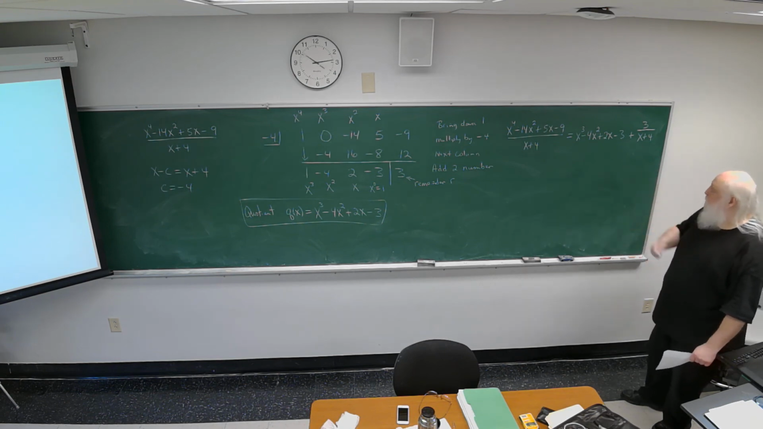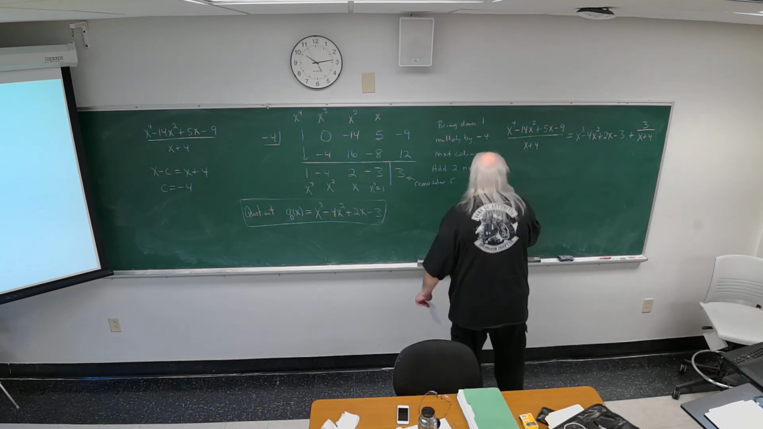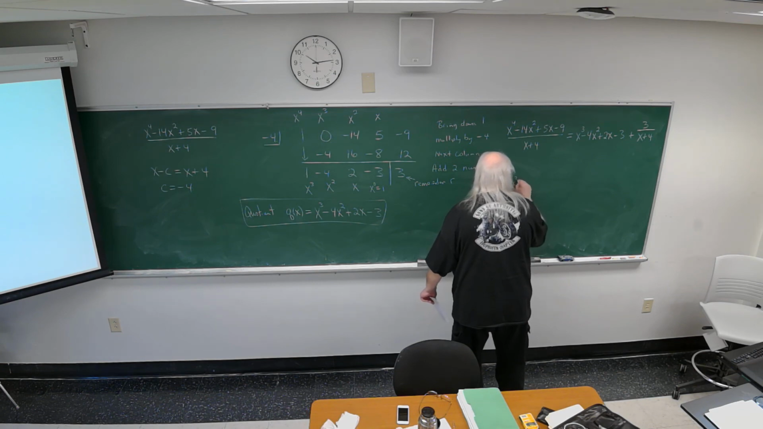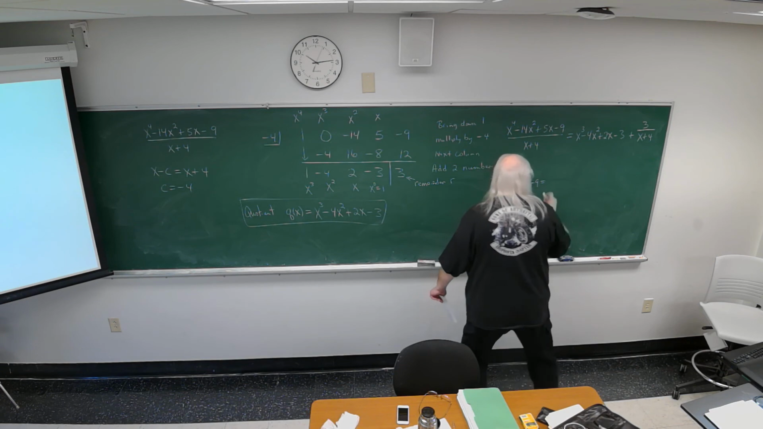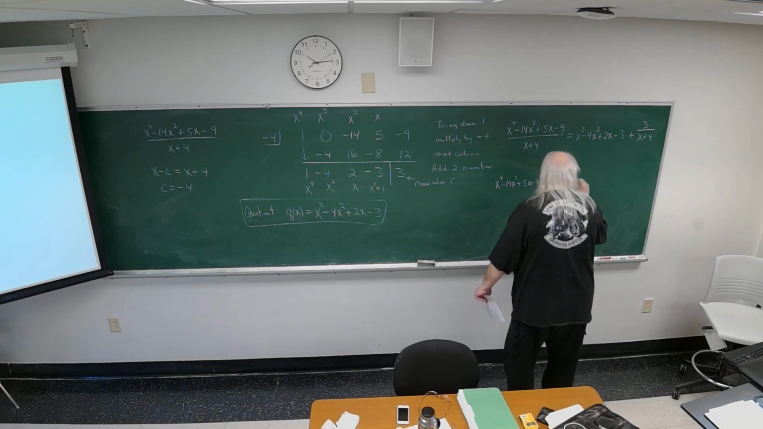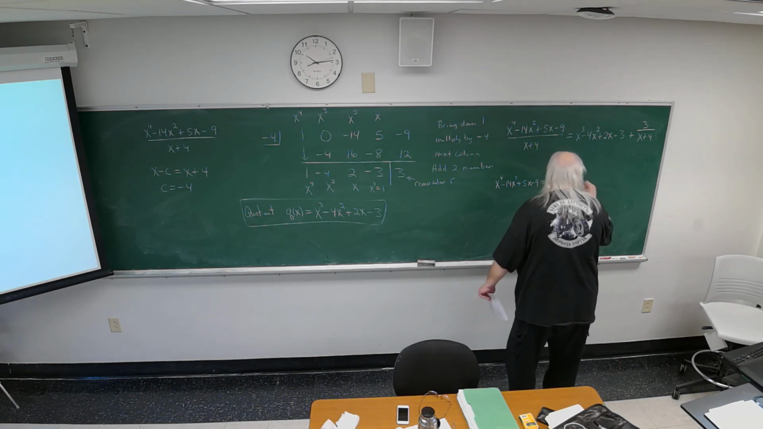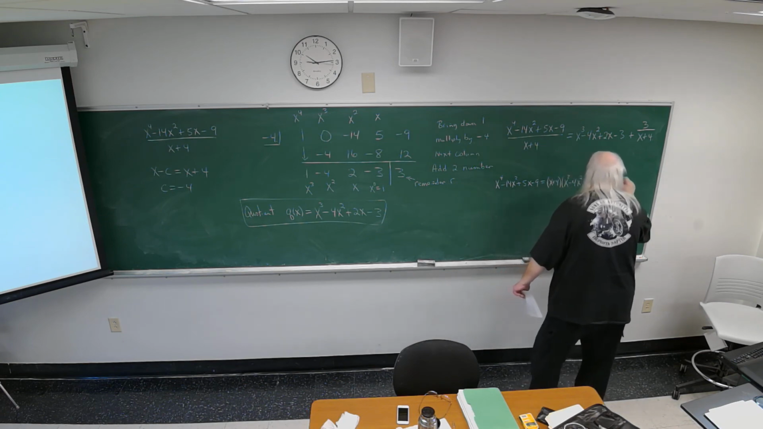And if we multiply both sides by x plus 4, we have the 4th degree polynomial is equal to the divisor x plus 4 times the quotient plus the remainder 3.